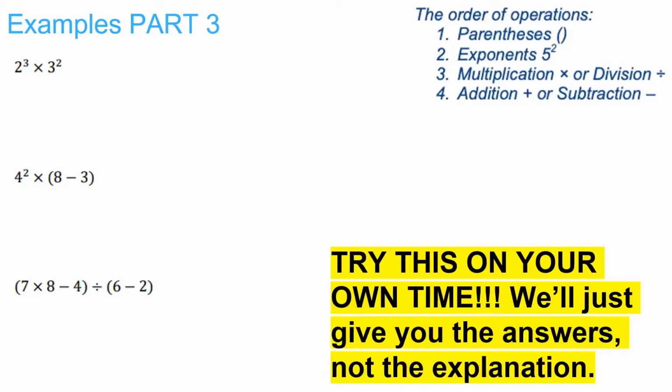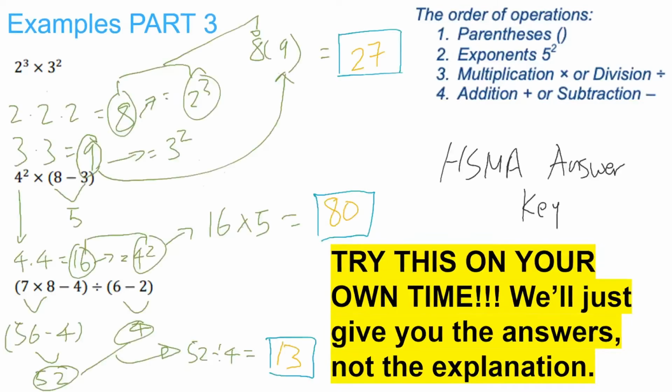Examples part 3. Now try this on your own time. We'll just give you the answers, not the explanation. Here are the answers for examples part 3. Question 1, the answer will be 27. Question 2, the answer will be 80. Question 3, the answer will be 13.